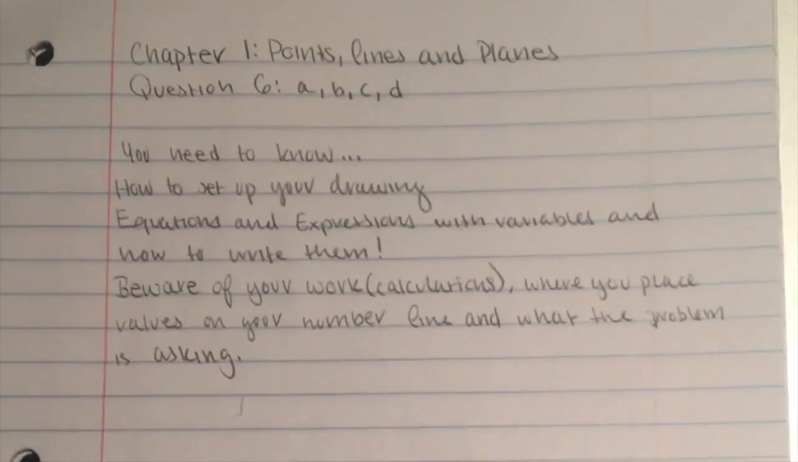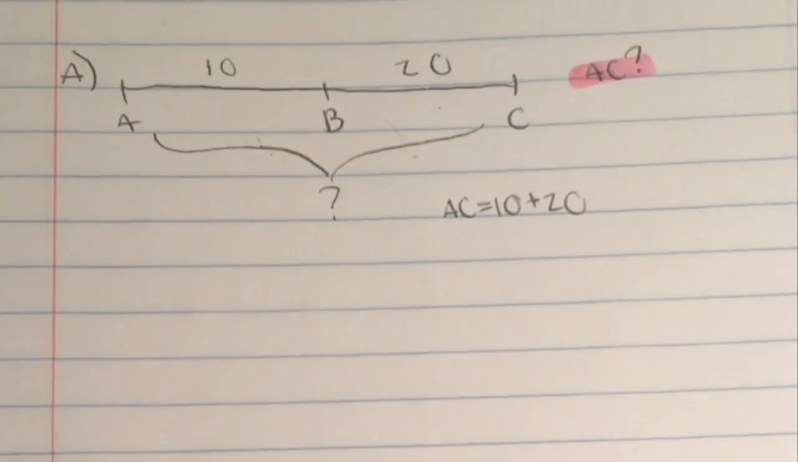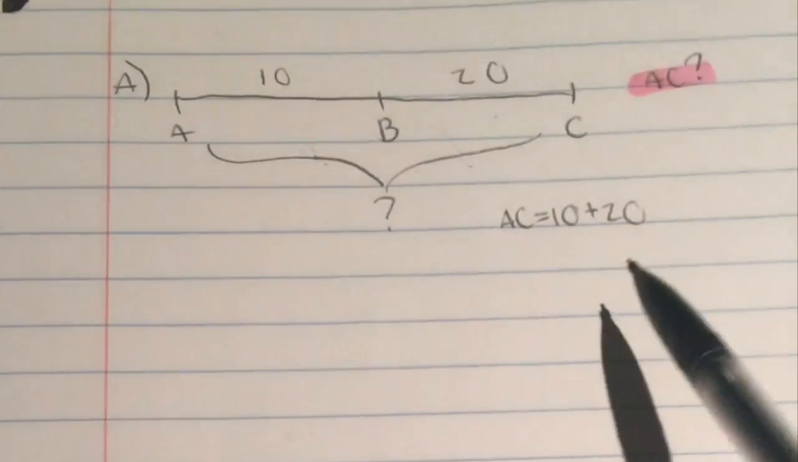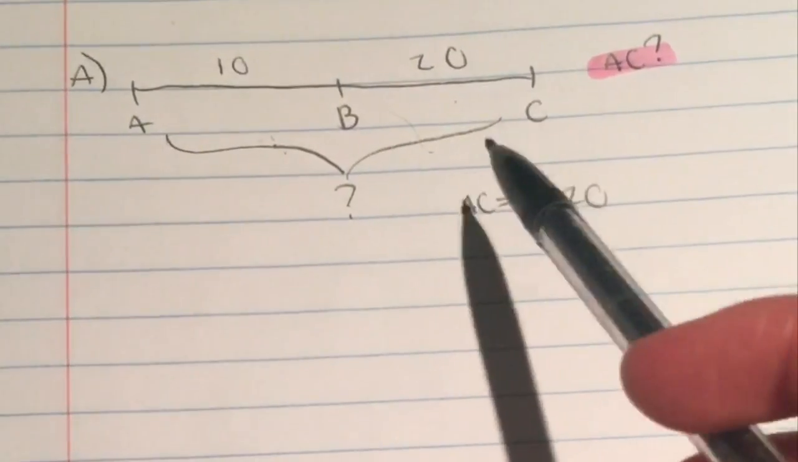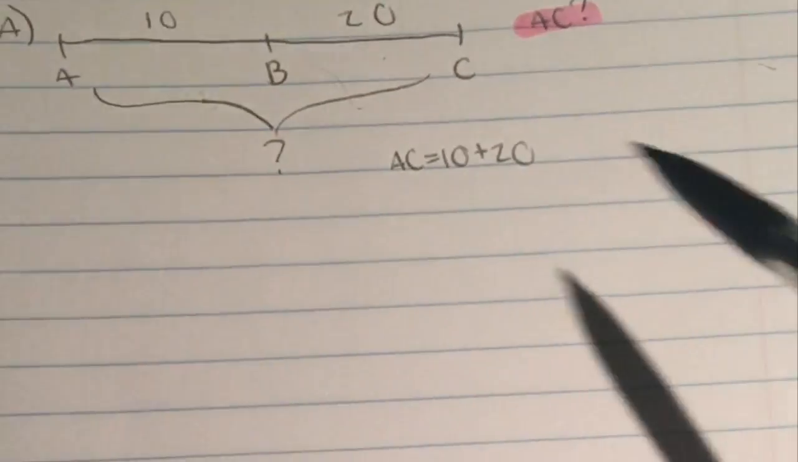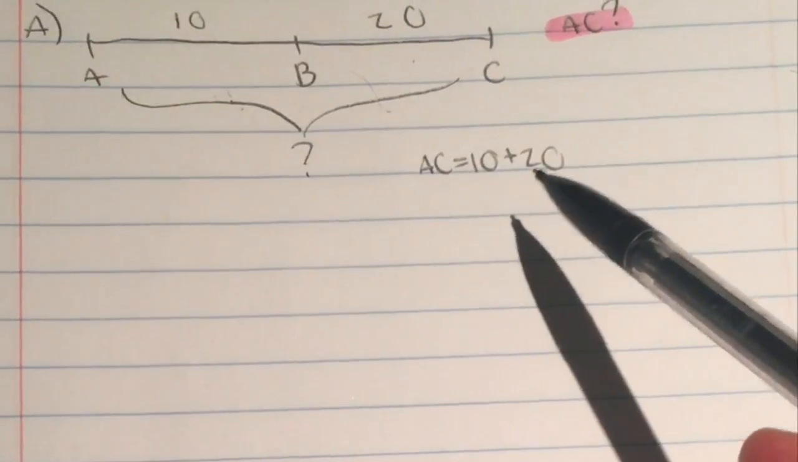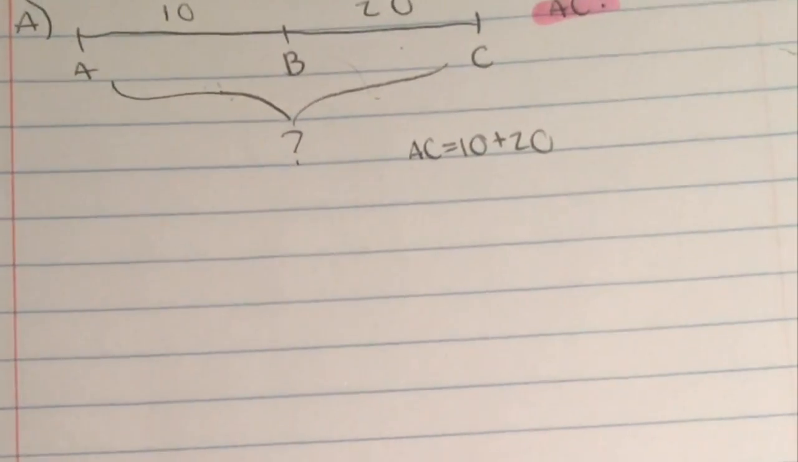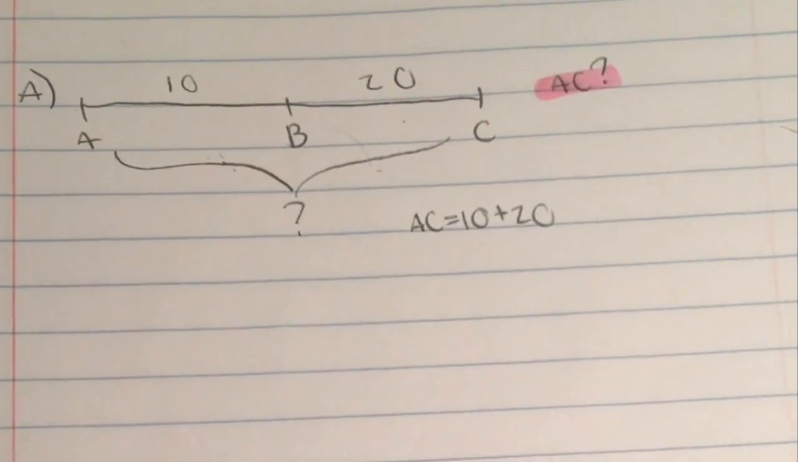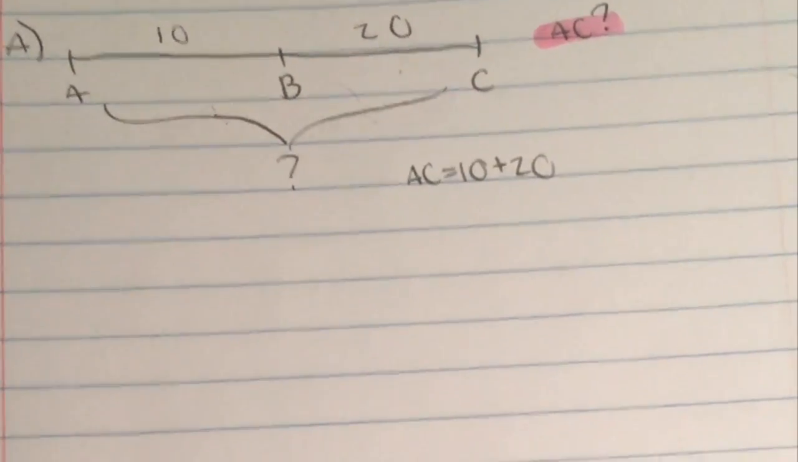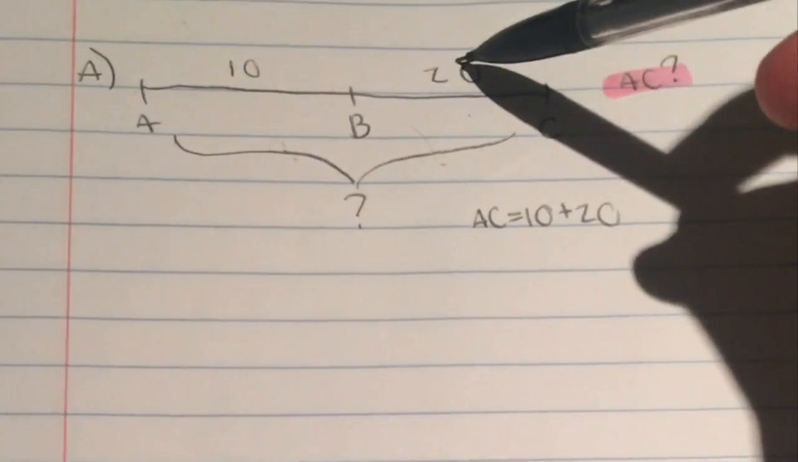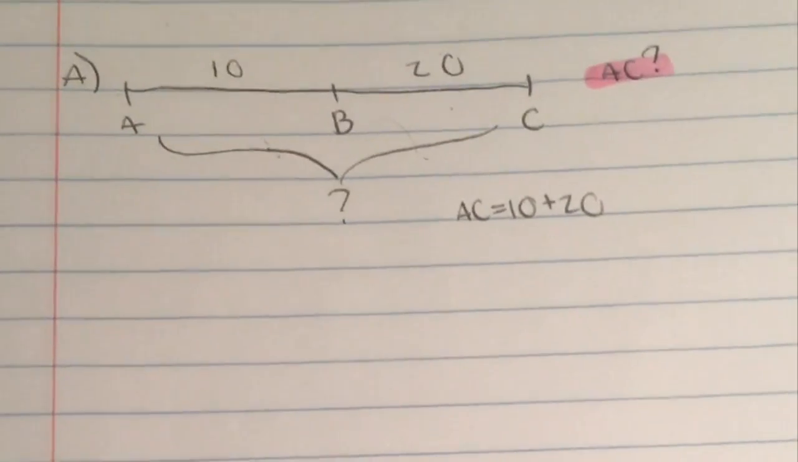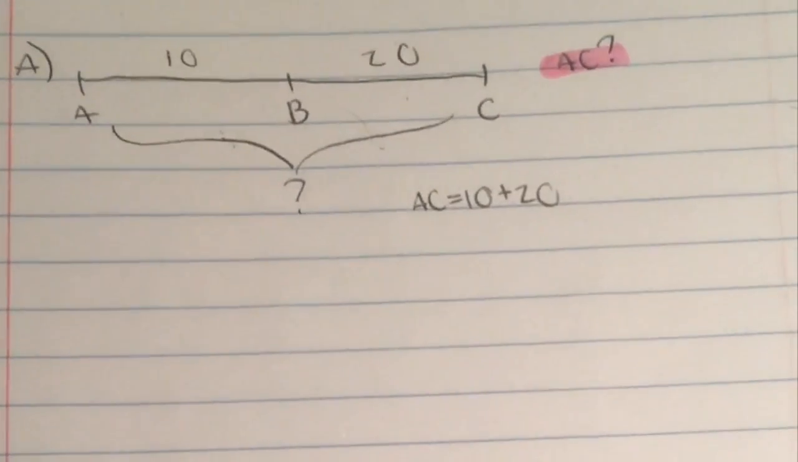So let's get started. I wrote down the first step of the problem for you guys. What you're going to do is set up your equation as AB plus BC equals AC. So we know that the total length is going to be 10 plus 20 because that's the length of AB and BC together. This is actually one of the easier parts of question 6 because all you have to do is add these two parts together. And that's the segment addition postulate, so just be aware of that.